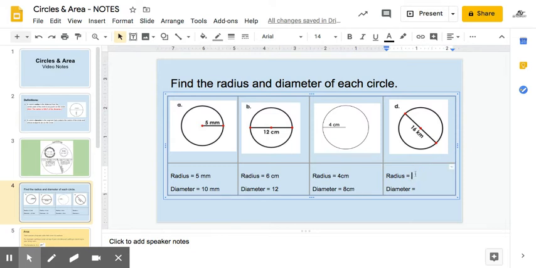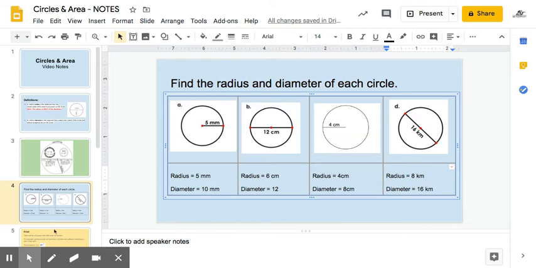Okay, last but not least, in letter D, I gave you the diameter. The diameter was equal to 16. So I have to determine what the radius is. Well, the radius is half the length of the diameter. So I simply have to take the diameter of 16 and divide it by 2, which is 8. So the radius is equal to 8.